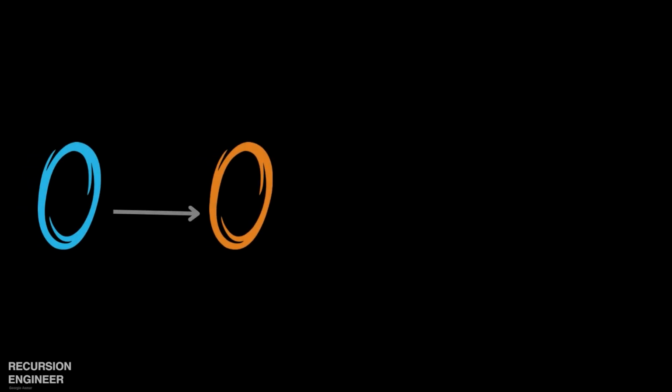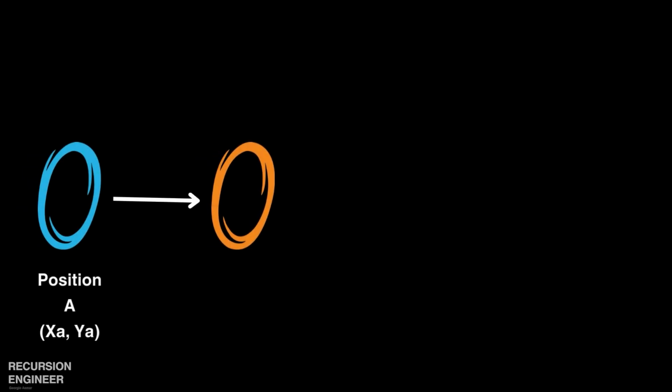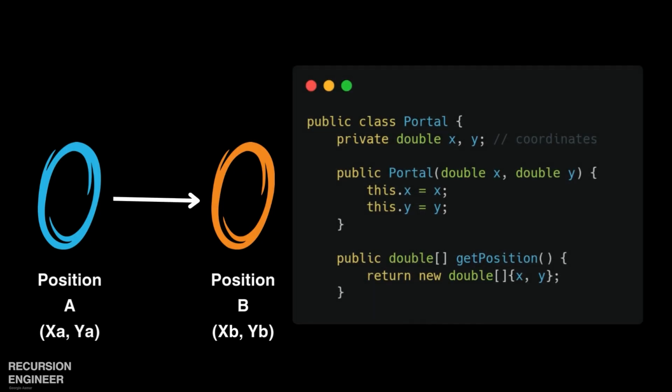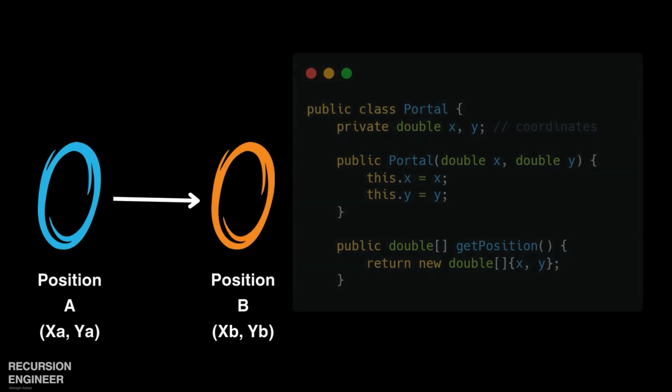First, portals transport you from one position A directly to another position B, so it's essential to store each portal's position as coordinates. Note the getPosition method that will be of use to us shortly.